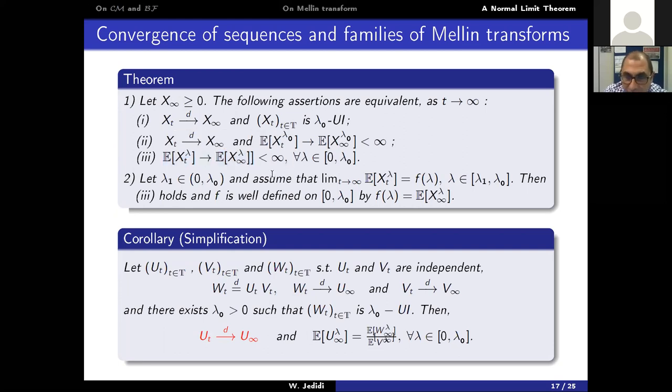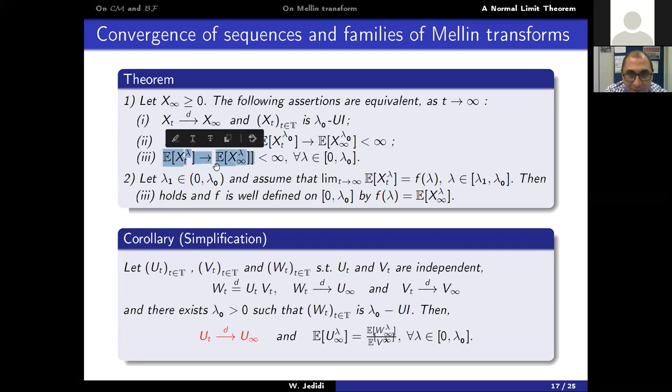The characteristic function is a bounded function, but not these ones. Then a lot of care has to be taken when handling the Mellin transforms. So if the Mellin transforms converge to some function, then necessarily this function is the Mellin transform of some limiting random variable.